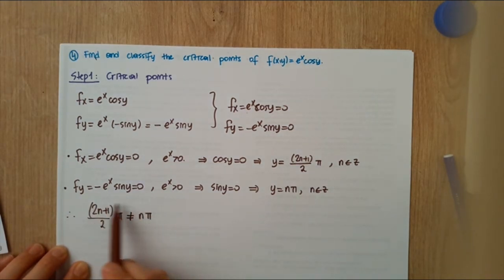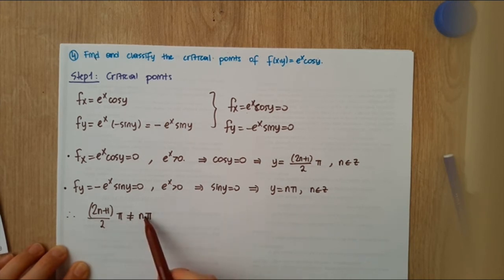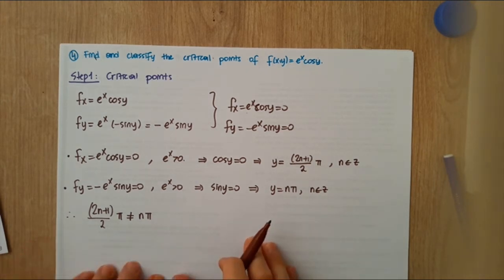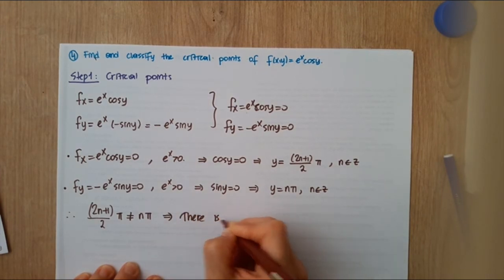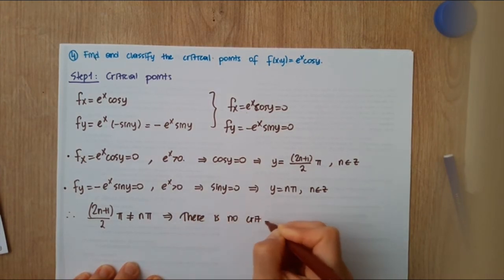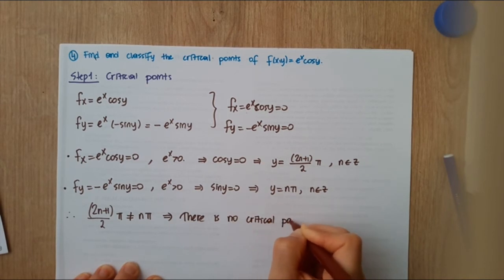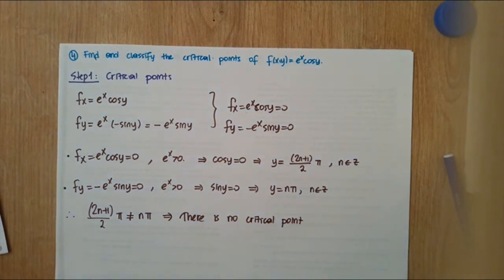If you try to solve it, you directly multiply by 2, and 2n pi will be cancelled, leaving pi equals 0. So there is no such equality. Because of that, this equation does not hold, which means there is no critical point to classify. If you don't have a critical point, you can't classify the critical points of the given function.